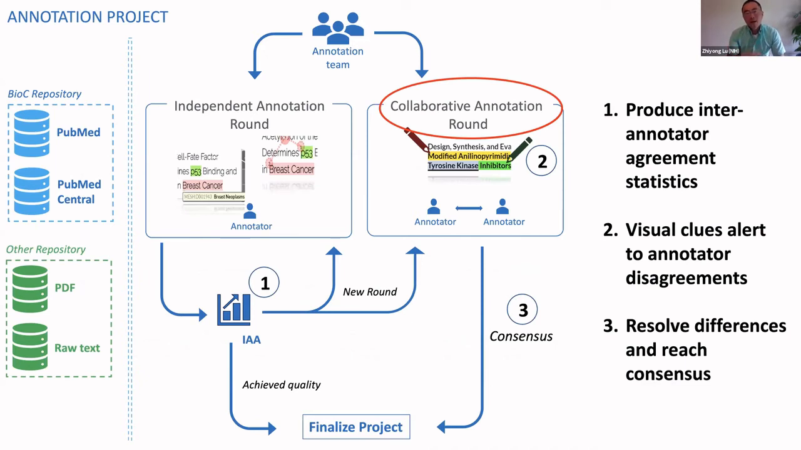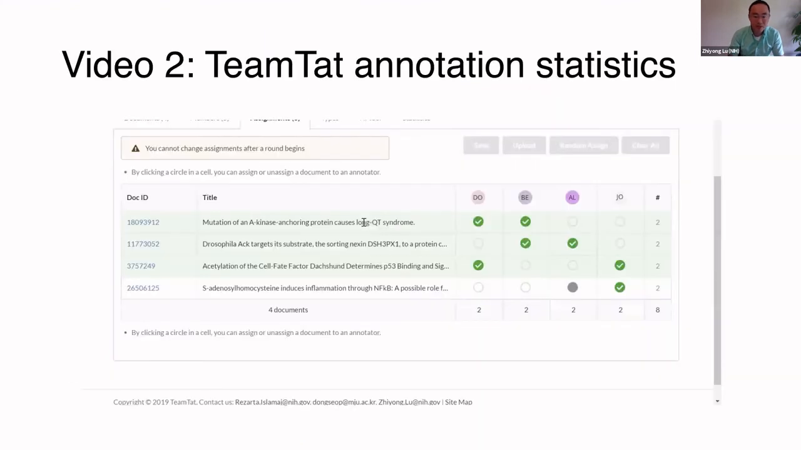And then the next thing, which is really the key, is for a project manager to go into the collaborative annotation round, where we can produce and visualize the annotation agreement. We can look at the differences between the annotators, and then the two annotators can work one-on-one on resolving the differences and reaching consensus. And here is another animation to show that.